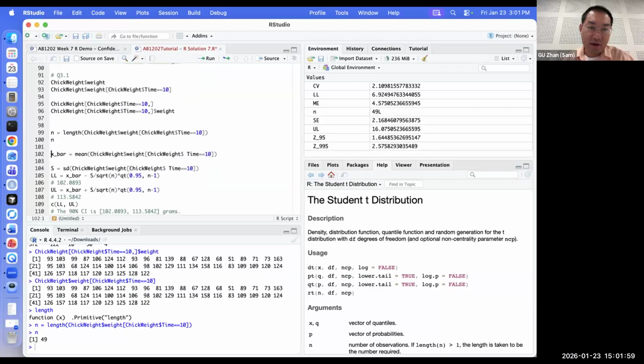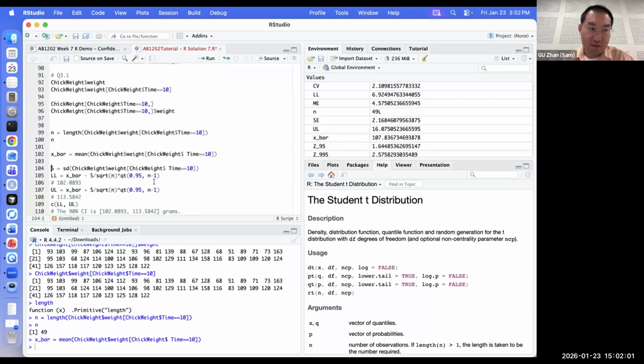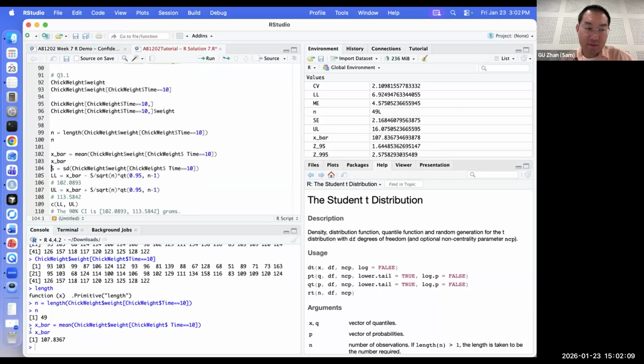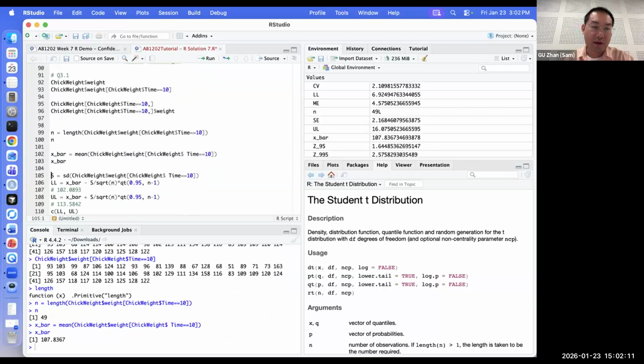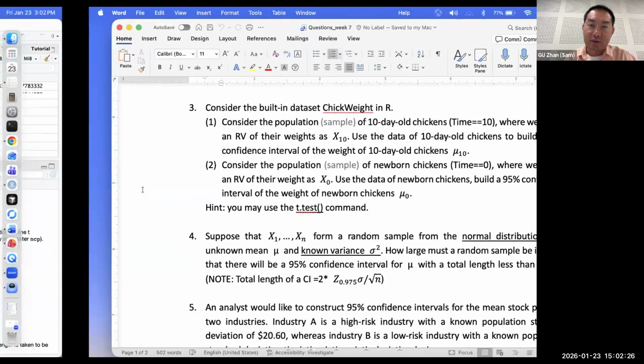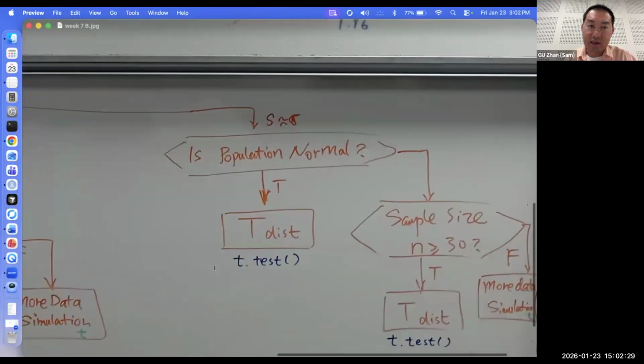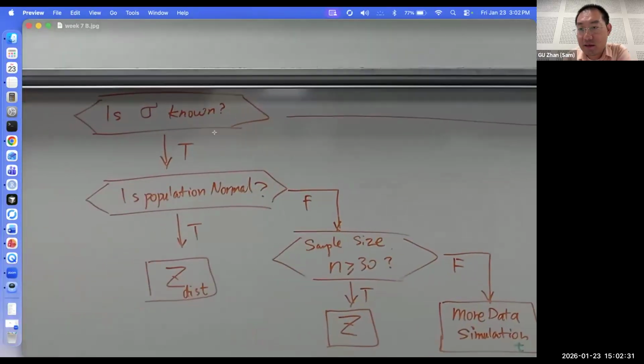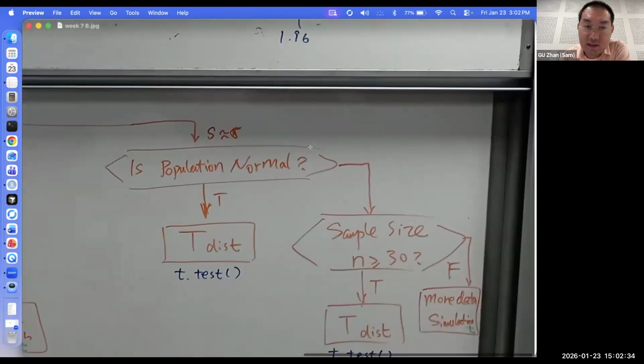Then x bar is the mean value. So we find the mean value of it. What is the mean value? X bar, the mean value is 107 gram. Next is the standard deviation of this sample, because we do not have the population standard deviation, and the sample size is 49, greater than 30. Now we are checking based on these samples, is the population standard deviation known to you? No, not known to you because it's a sample.